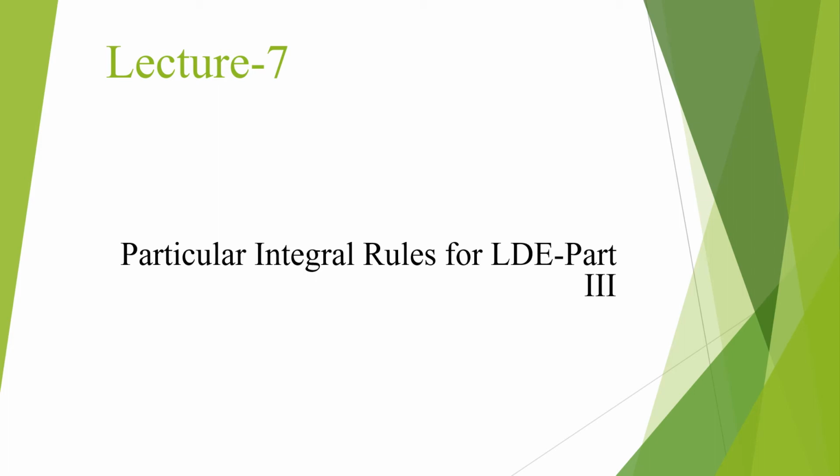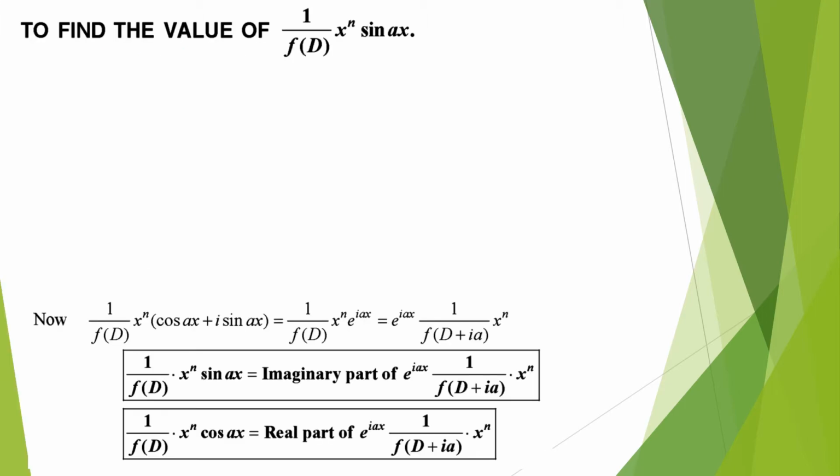Hello everyone, this is lecture 7. In this lecture, we are discussing the particular integral rules for linear differential equations of nth order. To find the PI, this is the next case: 1 over f(D) when the function on the right side, R(x), is x to the power n sin ax or x to the power n cos ax.